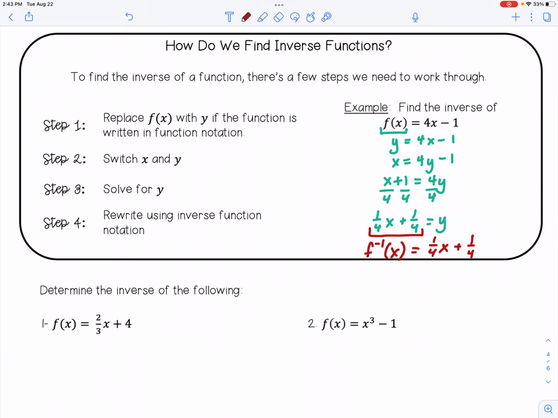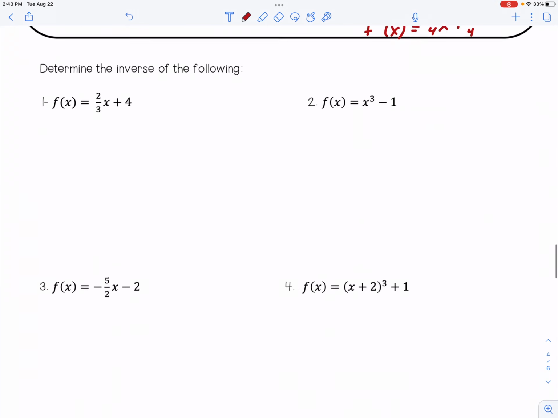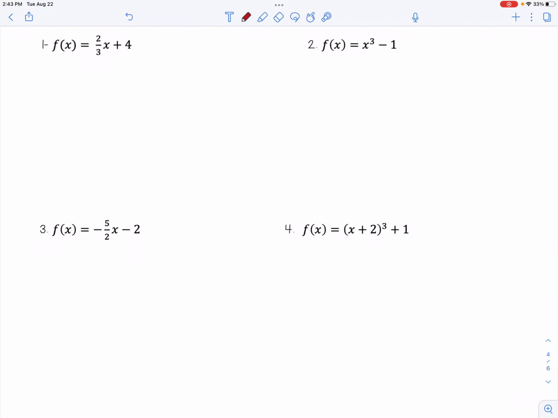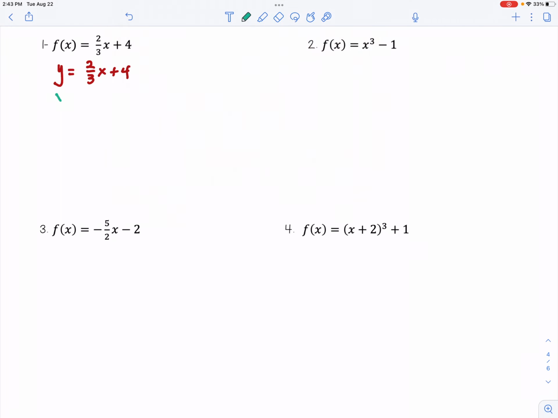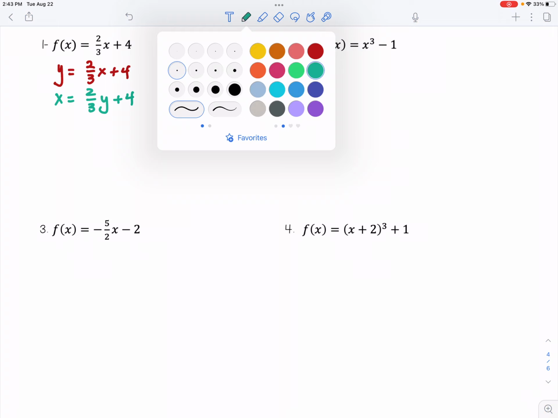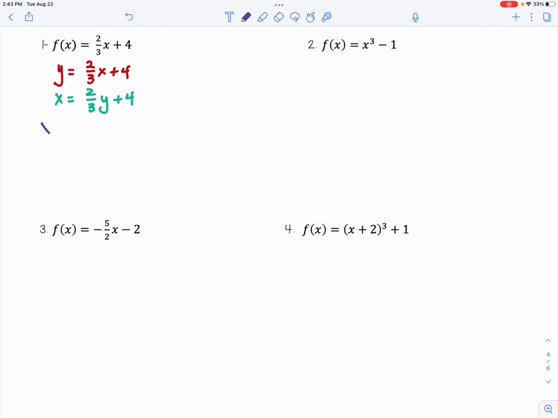So I'll do a couple examples, and we're just going to follow those steps. So with number 1, we're going to rewrite this as y equals 2/3 x plus 4. That's step number 1. Step 2, we're going to switch the x and the y. Step 3, we're going to solve for y. So I'm going to subtract that 4 to the other side.